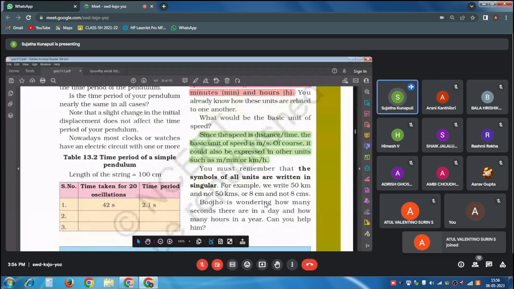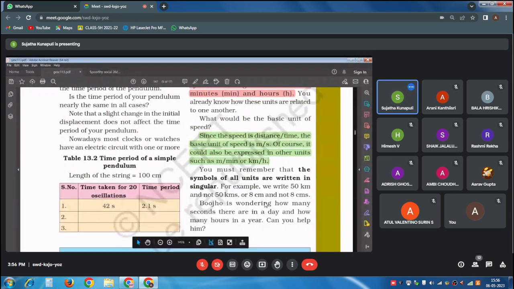You must remember that the symbols of all units are taken in singular. For example, we write 50 km and not 50 kms, or 8 cm and not 8 cms. The s won't be there, cm or km only. Bojo is wondering how many seconds are there in a day and how many hours in a leap year. Can you help him?